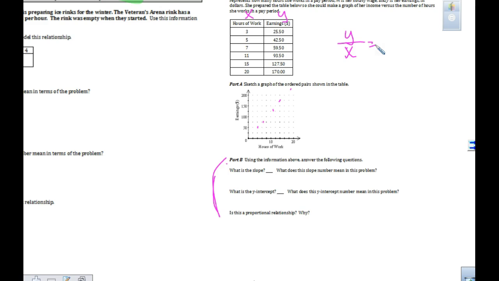What if someone else takes 127.5 and divides it by 15? 170 divided by 20. Each time we get what? 8.5. So every time it comes out to 8.5, what that tells me is that my slope is 8.5. What does it mean in this problem? It means $8.50 per hour. The y-intercept? 0. Why? When you start working 0 hours, you get $0. Is it proportional? Proportional means it goes from 0, 0, and is a straight line. Okay? So as you are looking at those.